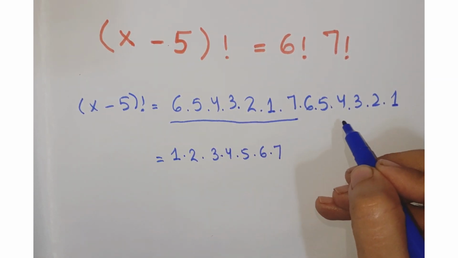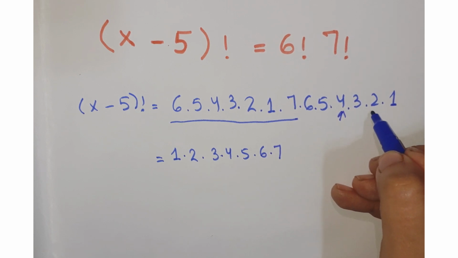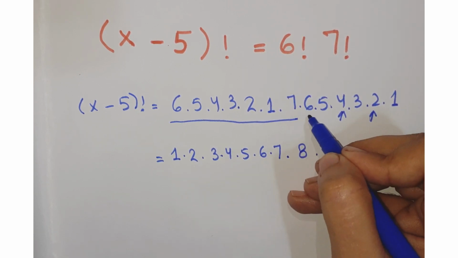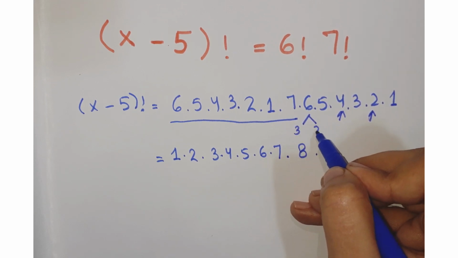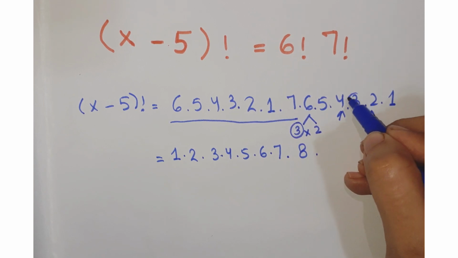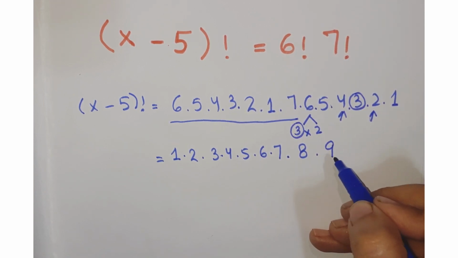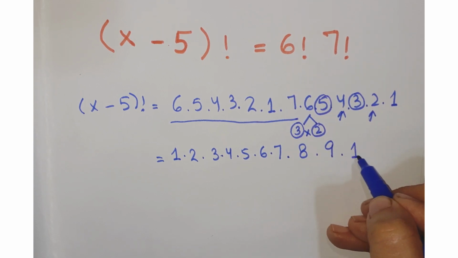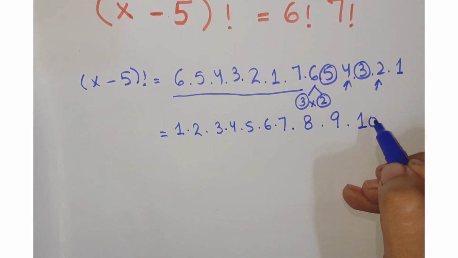Next, just multiply 4 with 2, you get 8, and then split 6 into 3 and 2, right? Now, multiplying this 3 and this 3, you get 9. Now, multiplying this 2 with this 5, you get 10. So, we are done with all the numbers.